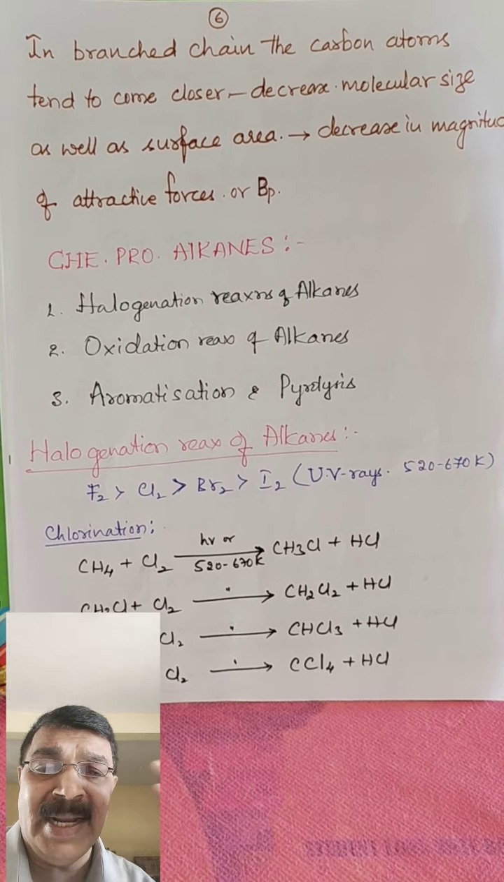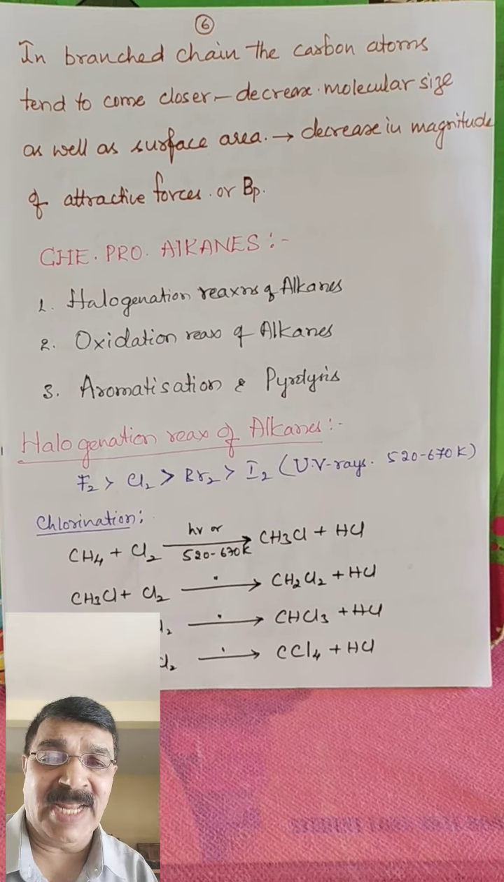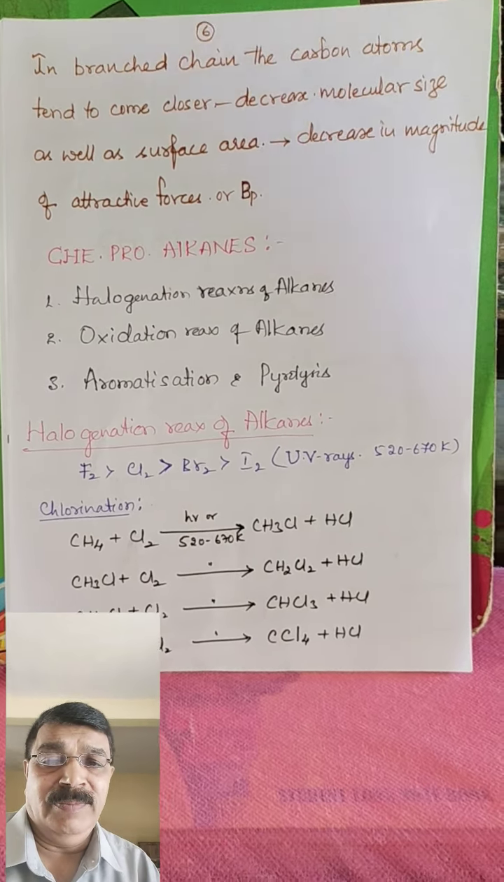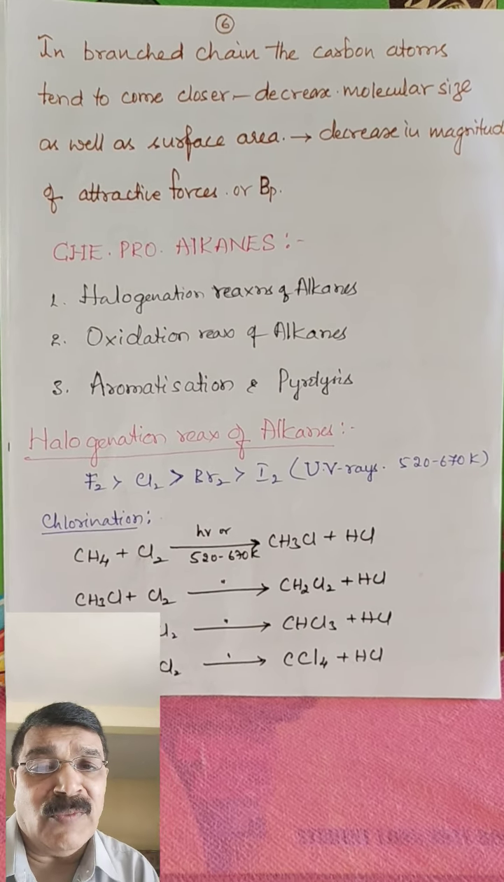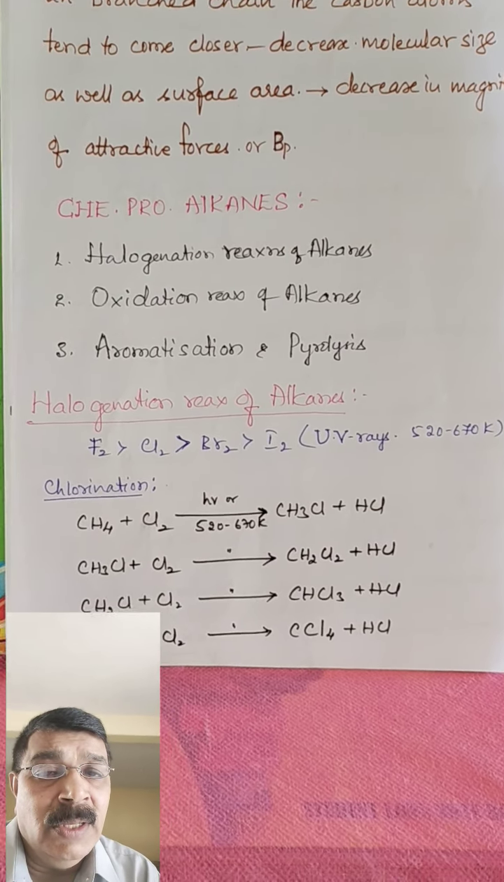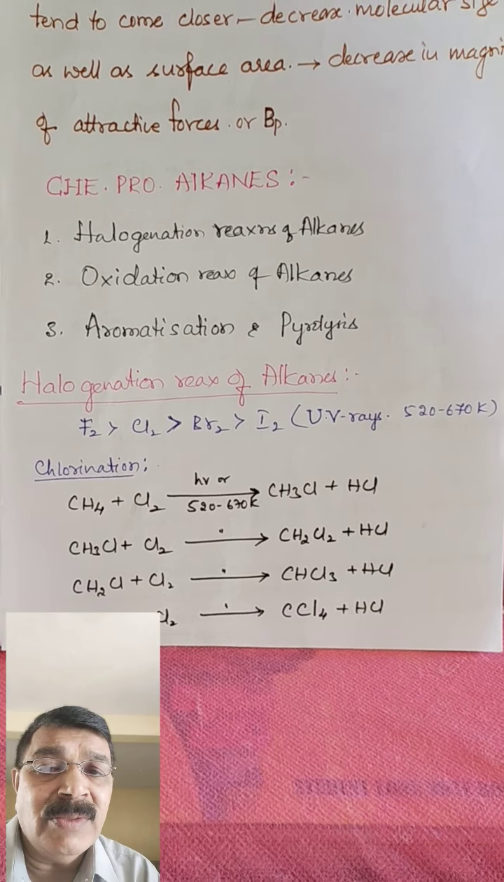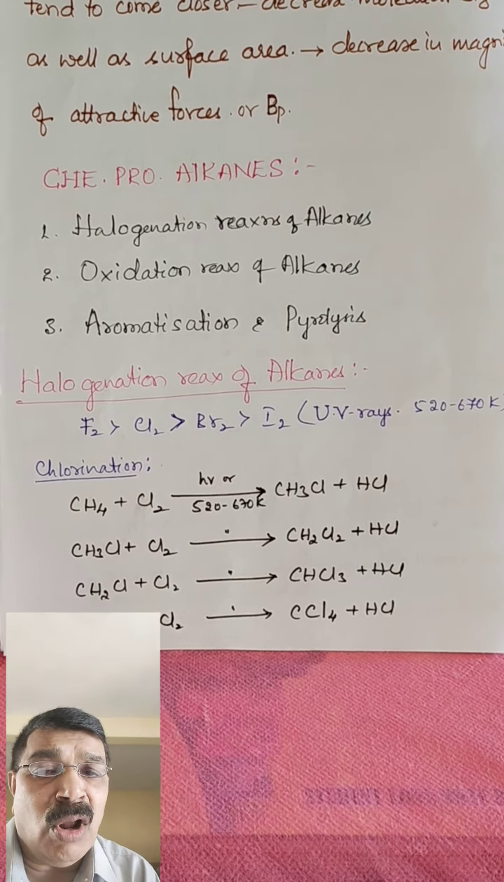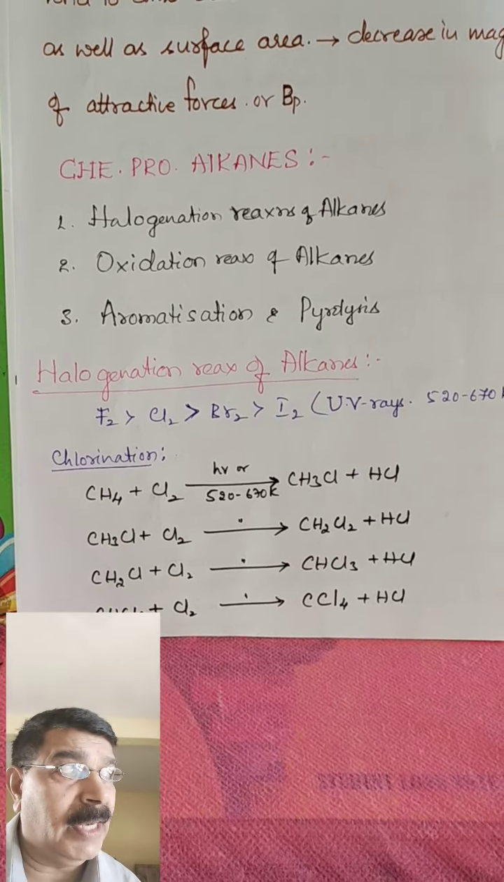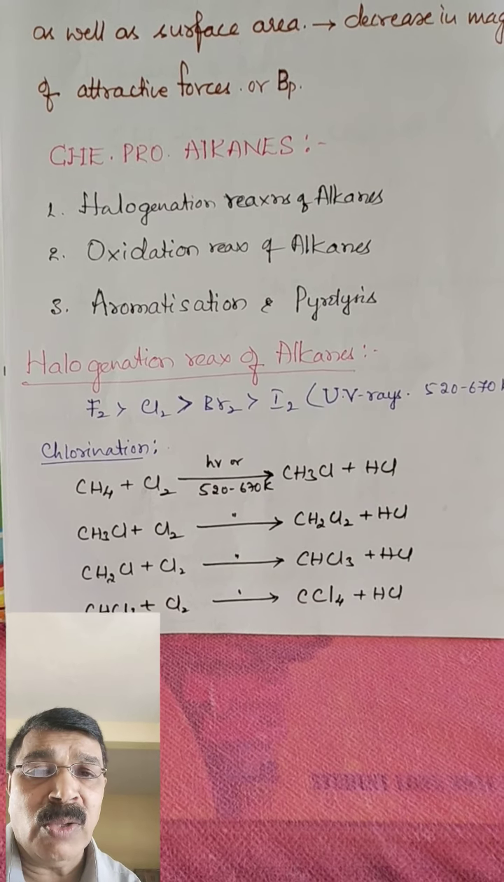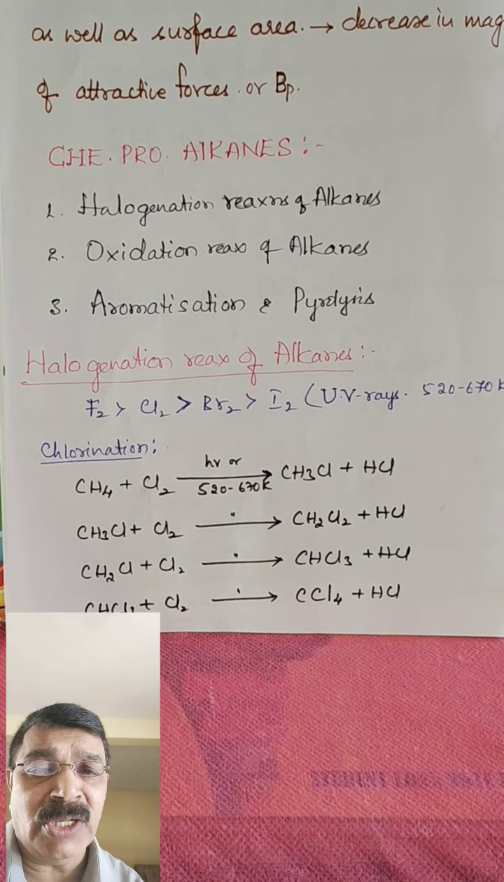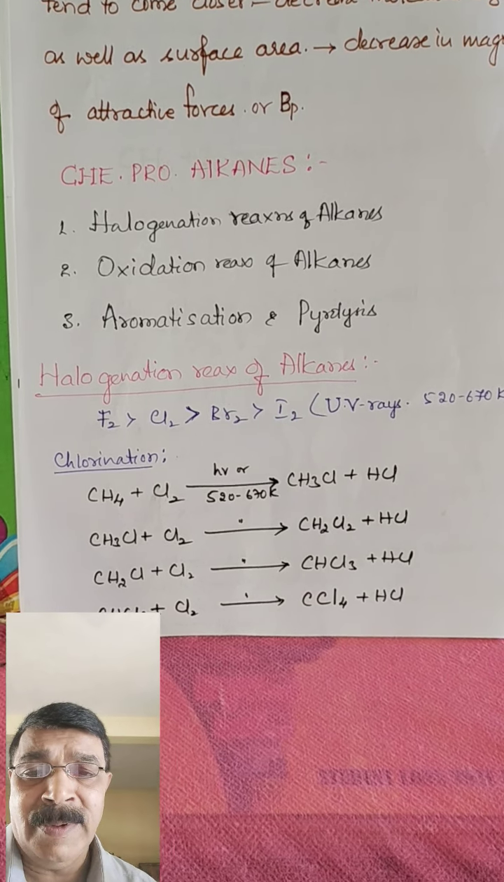That's why the boiling point decreases in branched chain compared to straight chain. Come to that one, chemical properties of alkanes. We have 3 types of reactions: halogenation reactions, oxidation reactions, aromatization reactions.